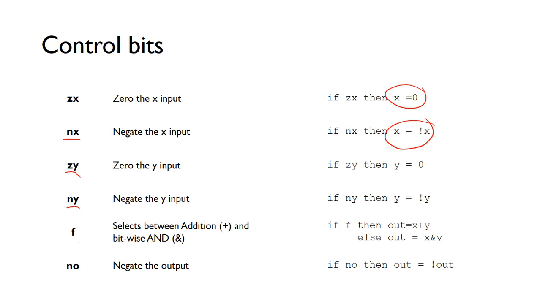Now the F control bit selects between addition and bitwise AND. We can either do an arithmetic operation and do addition when F is 1, and if F is 0, we'll do a logical bitwise AND operation. And then finally, with the NO control bit, we can negate the output. So if NO is a 1, whatever is on the output is negated.